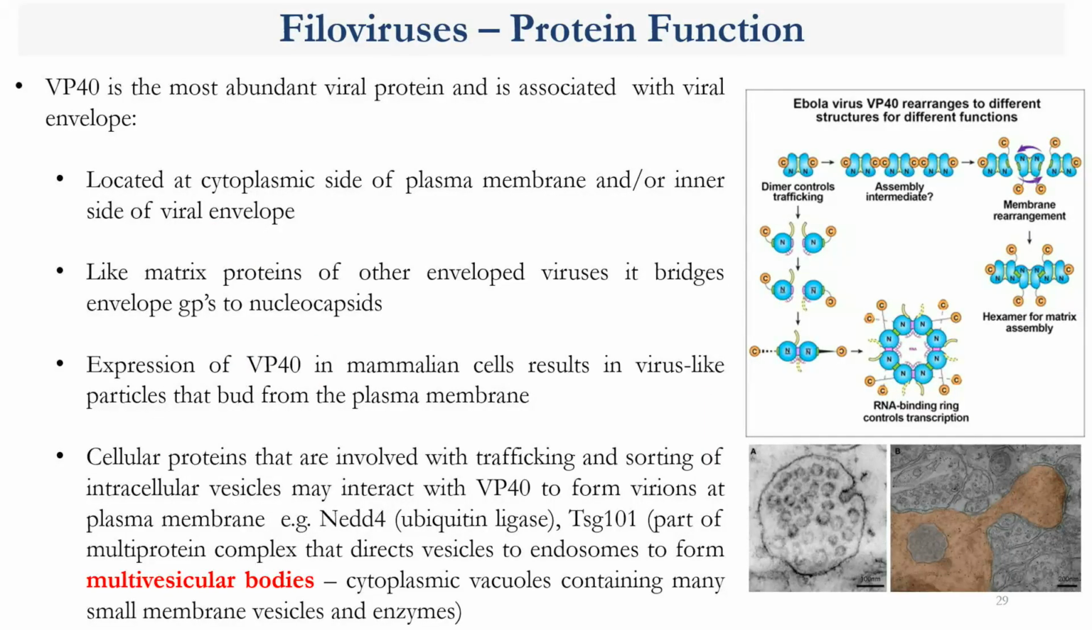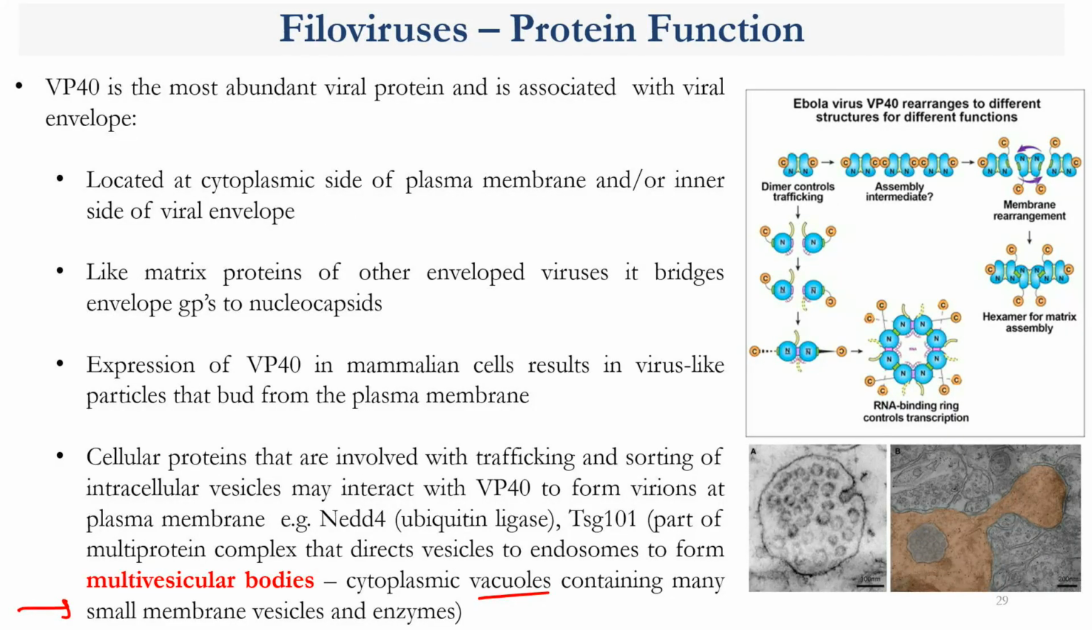Now, if you look at the cellular proteins that are involved in, for example, trafficking and sorting of the intracellular vesicles, they can interact with VP40 as well to form the virions at the plasma membrane. There's a protein called NEDD4, which is a ubiquitin ligase, that interacts with it, and TSG101, which is part of the multi-protein complex that allows formation of multivesicular bodies from the endosomes. These multivesicular bodies are vacuoles that contain many small membrane vesicles as well as enzymes.